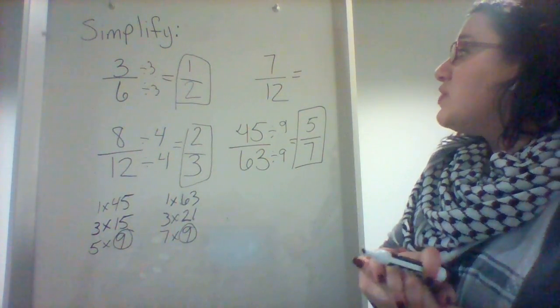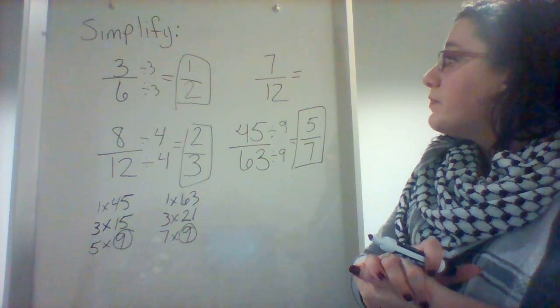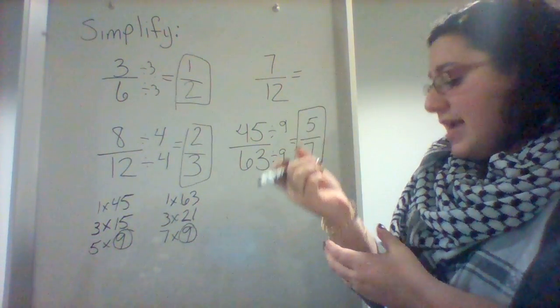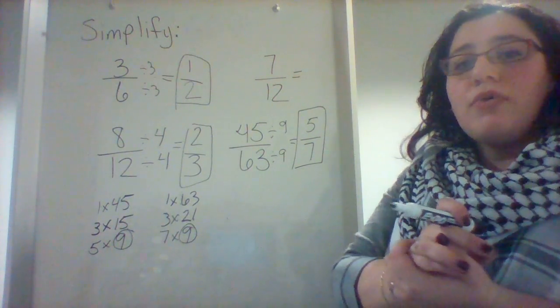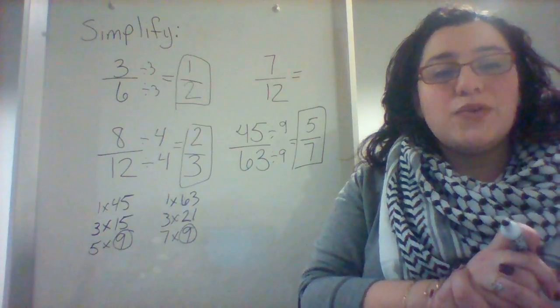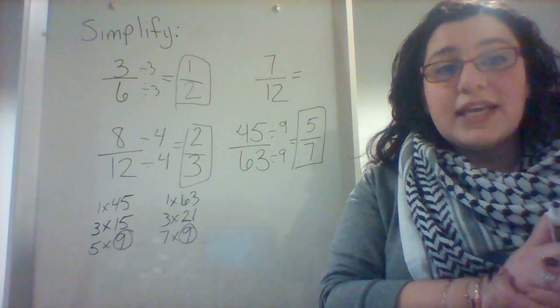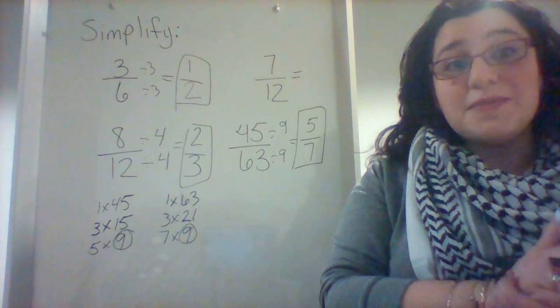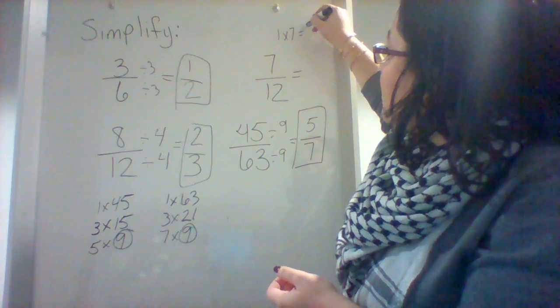And now let's look at 7/12. So let's say you do your problem and you get your fraction. And let's say it's 7/12 for this example. And you go through all of your facts and you realize that 7 is a prime number. The only thing that I can get to equal 7 is 1 times 7. Those are my only options. 1 times 7 is the only way to get 7.